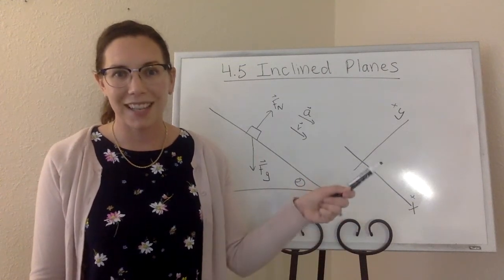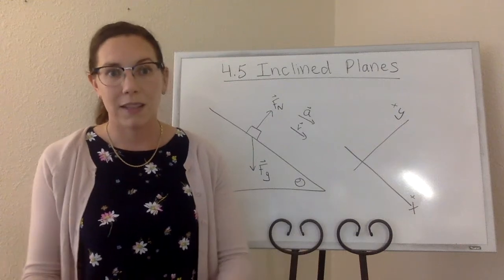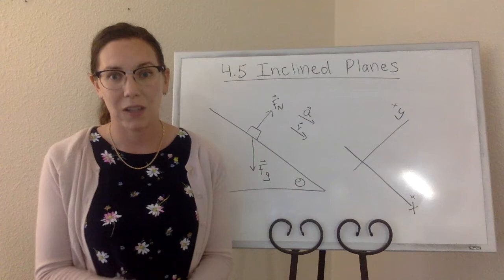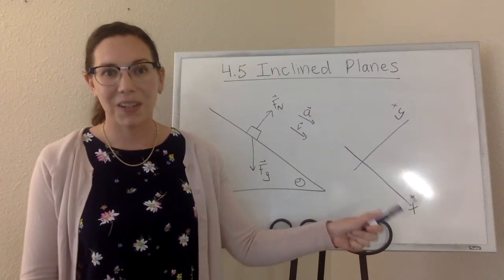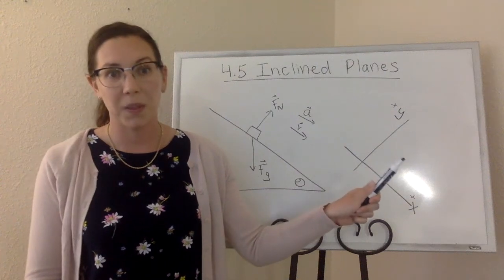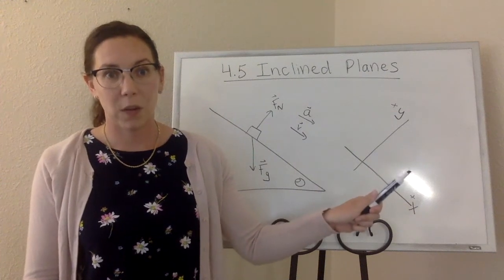So make sure you indicate this on your diagram so that someone reading your work will know that you're using a new coordinate system and which directions are positive. It makes sense to me to use down the incline as positive actually because this looks like our standard xy coordinate system where this would be the first quadrant.